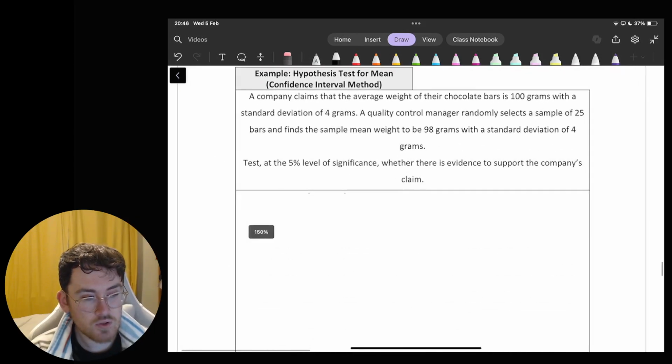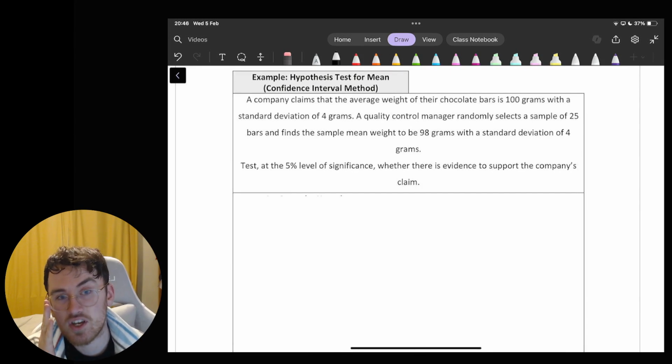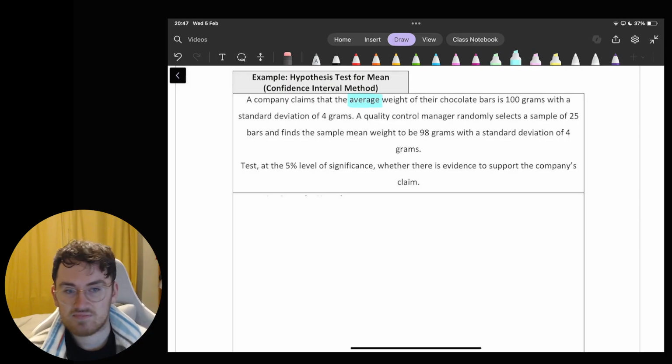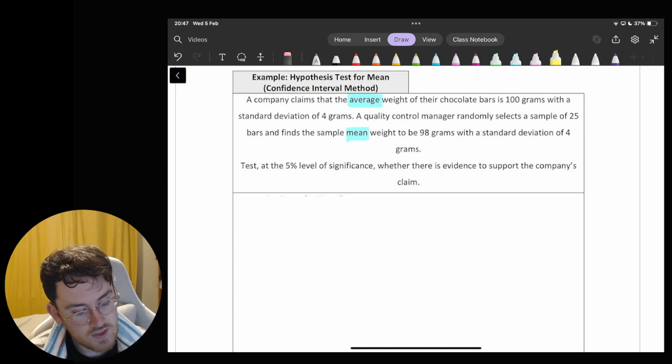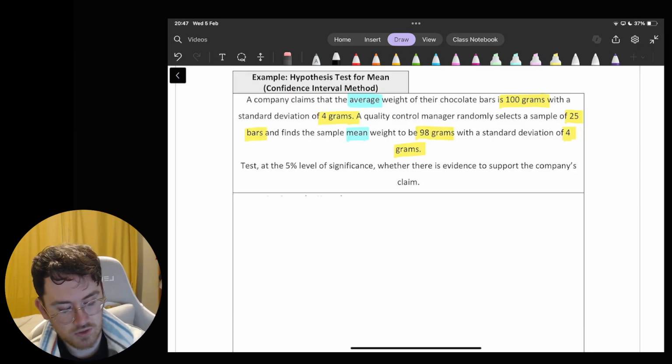Let's look at the same sort of question then applying to population mean and see, can we spot the differences straight away? First of all, I suppose the biggest giveaway that it's mean is reference to average. Okay, really that's kind of going to be the thing. Reference to average, reference to mean, that's going to give away that it's a sample mean question. So the average weight is 100 grams with a standard deviation of 4 grams. We're selecting 25 bars and we find the sample mean weight to be 98 and standard deviation of 4. So still the same standard deviation. Test whether there's evidence to support the company's claim.